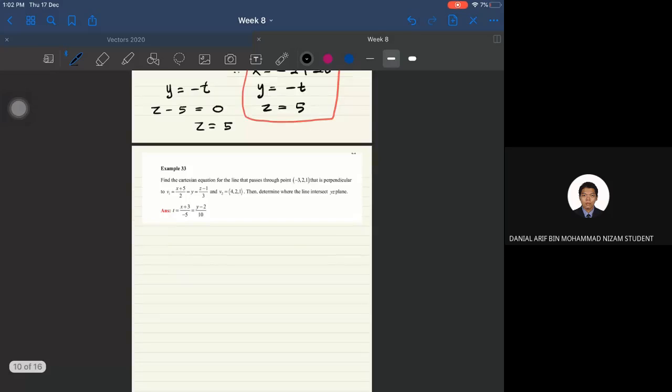Okay, example 33. So you were asked to find the Cartesian equation for the line that passes through this point that is perpendicular to this vector and this vector. So kalau line ni perpendicular dengan dua vektor ni, maksudnya line ni dekat tengah lah. Betul tak? So perpendicular to this vector and this vector.